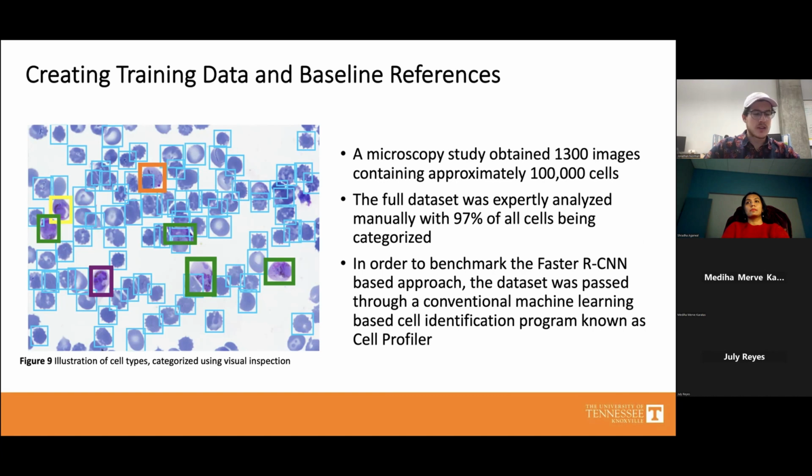So for the benchmarking exercise here, they used a conventional tool, which still uses a convolutional neural network, but it's not known to be necessarily the strongest. It's a program known as Cell Profiler. So that's what obtained their benchmark data.